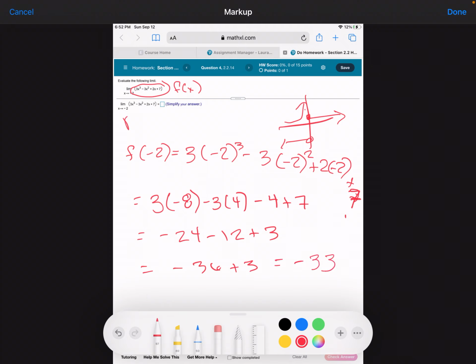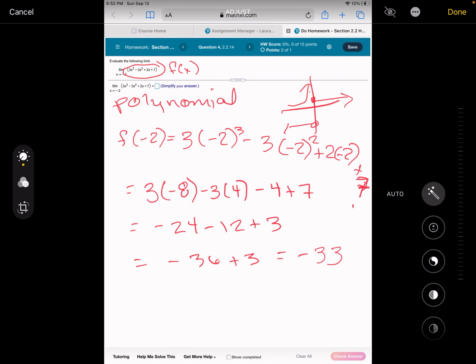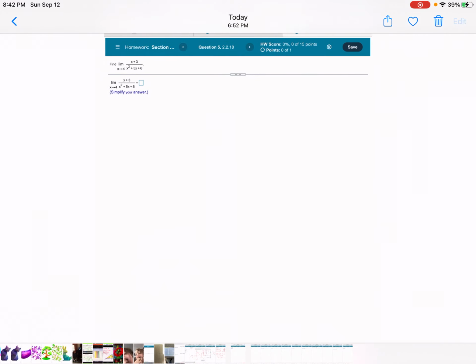So this is a polynomial, and we had all those little properties that said, if it's just an x, then it's just whatever limit you're looking at. And then if you put it to a power, the same kind of thing happens. And so just a regular old polynomial, just plug it in. So -33 there. Just plug it in. Nothing funky going on. It's not piecewise. There's no denominators, no square roots. There's nothing crazy going on.